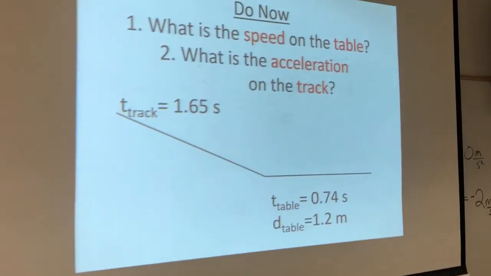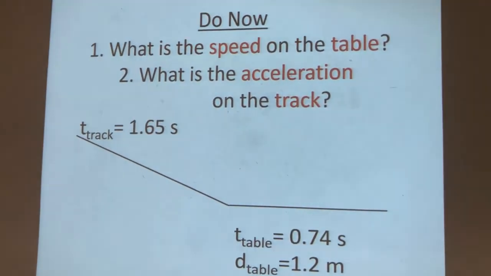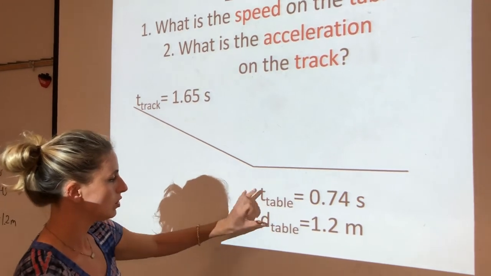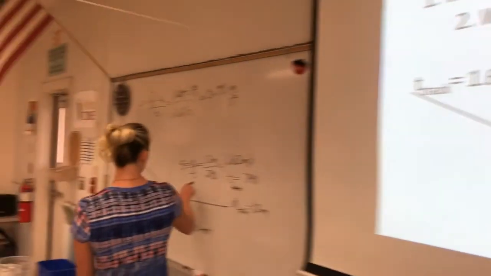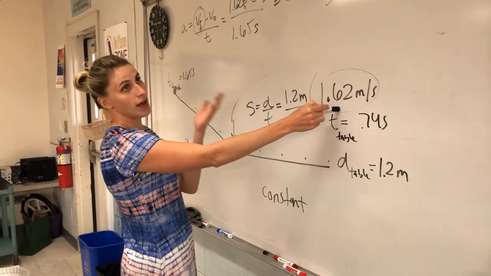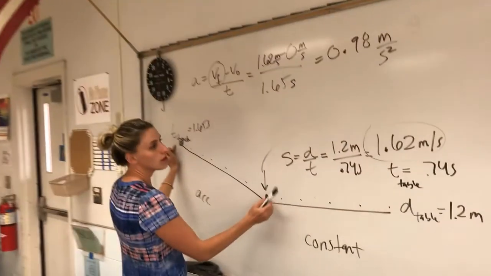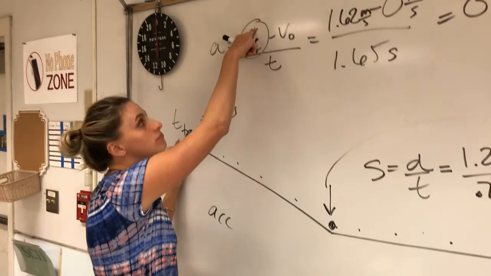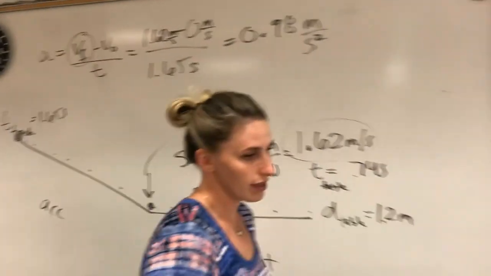So how did you do that again? Okay, so the first thing that I did was I calculated the speed on the table. Yep. And I used this equation. I got my answer for that, and then I calculated the acceleration on the track using this speed as my final velocity. That's important.